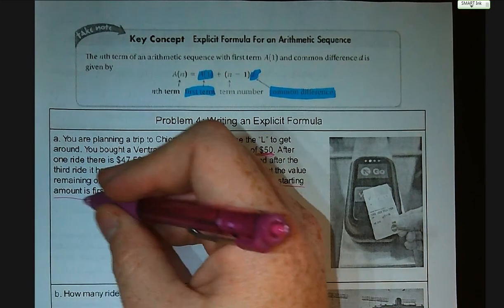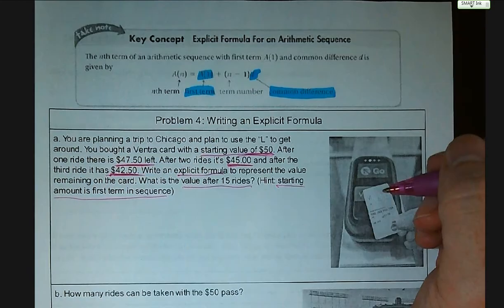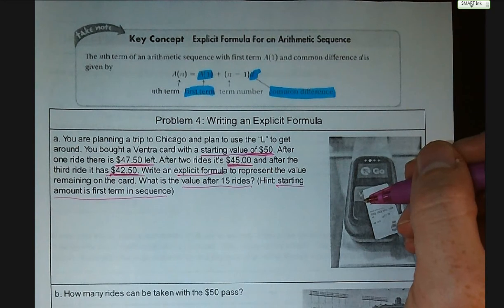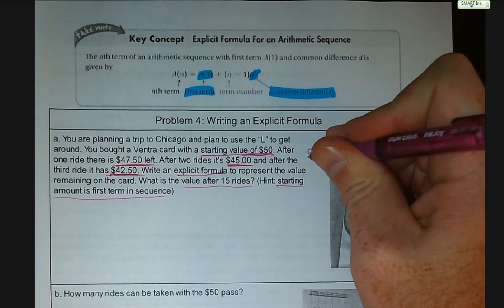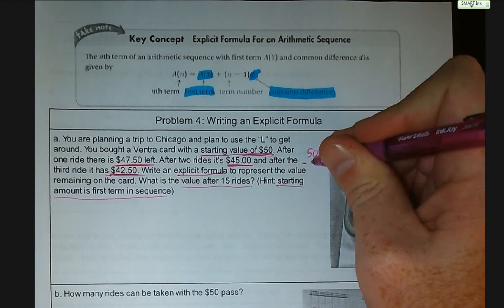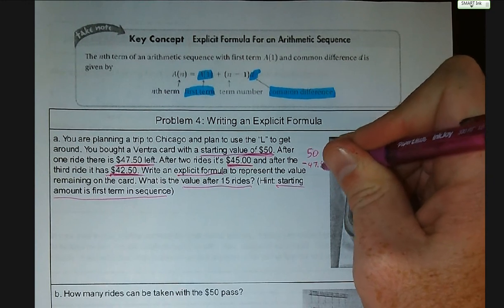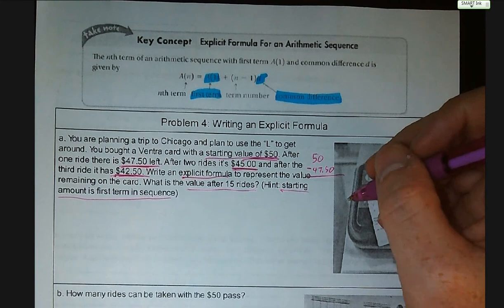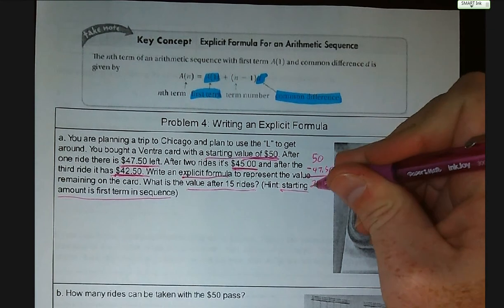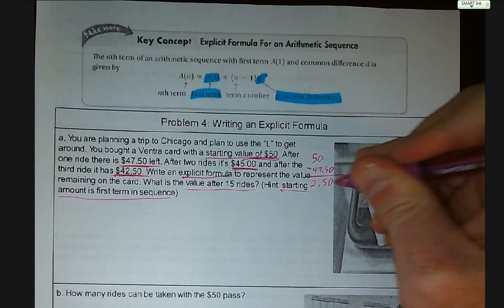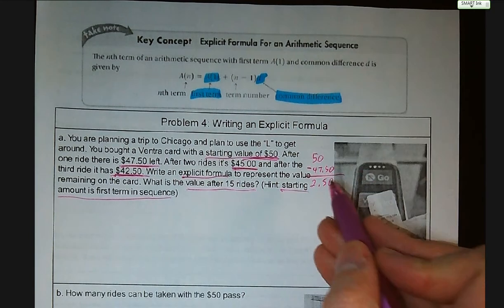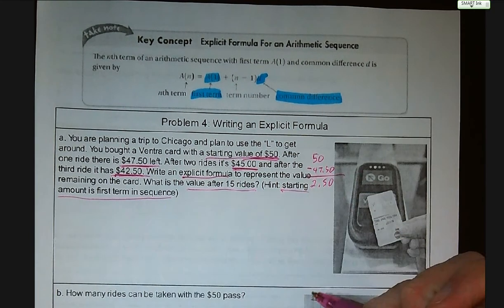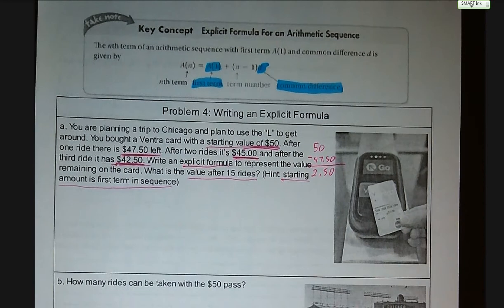So, I think the first step that we should do on this is we should try and figure out the start of the sequence, because they give us 3 terms right away, or actually 4, I should say. So we've got the 50, 47.50, 45, and then 42.50. So we see that between each one of those terms, our common difference is $2.50. That's what we're decreasing by every single time.